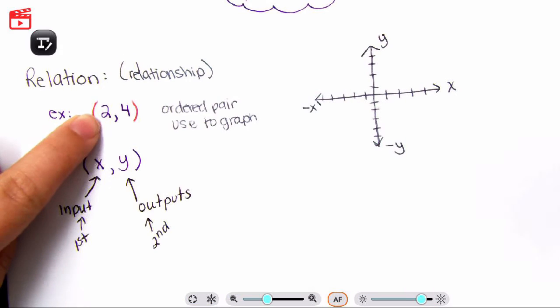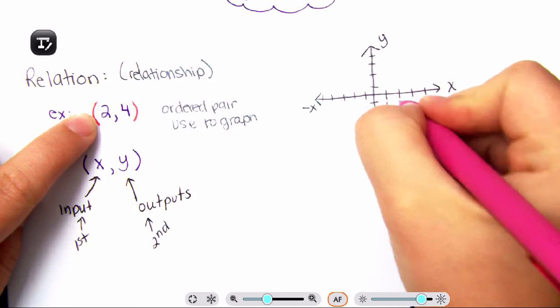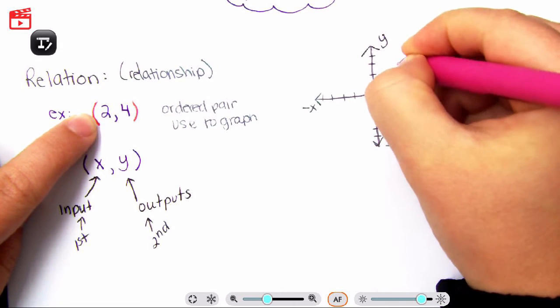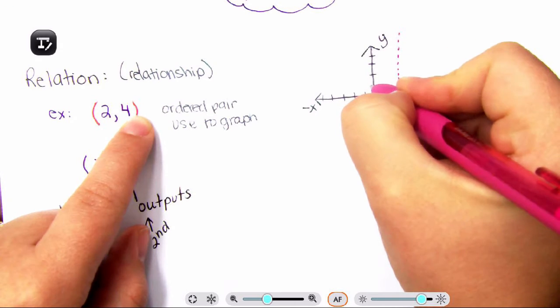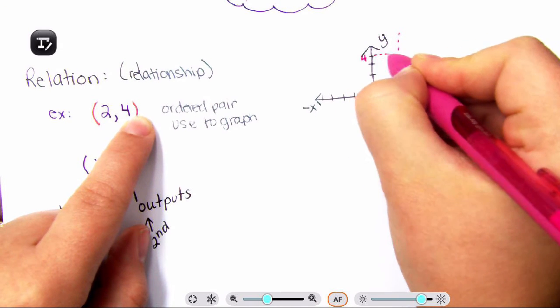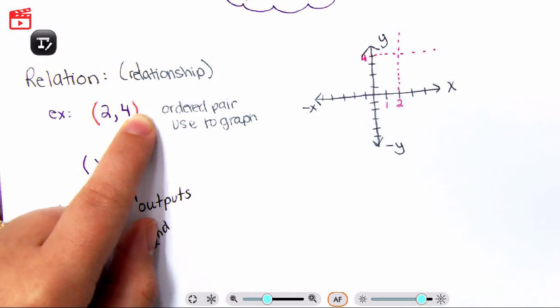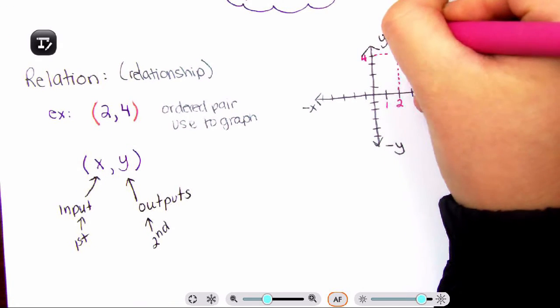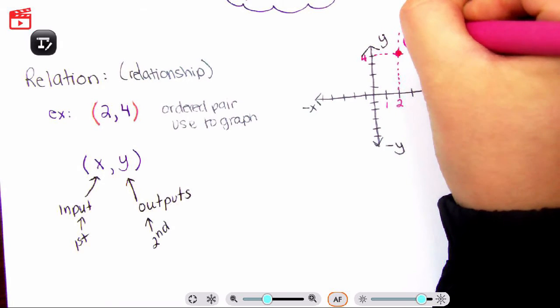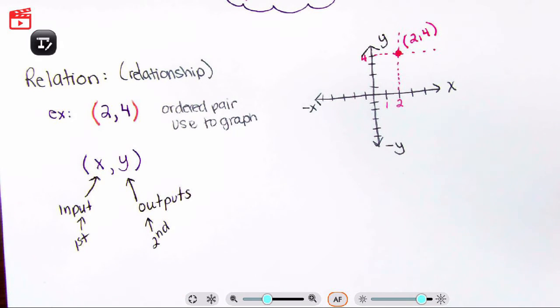So if we're doing 2, let's do 2. Here's 1, here's 2, and I'm actually going to do a little dash line, and I'm doing 4. So 1, 2, 3, 4, and I'm doing a dash line. Notice where those two dashed lines intersect. That is where you're going to graph your point. You're going to plot that point onto your graph.